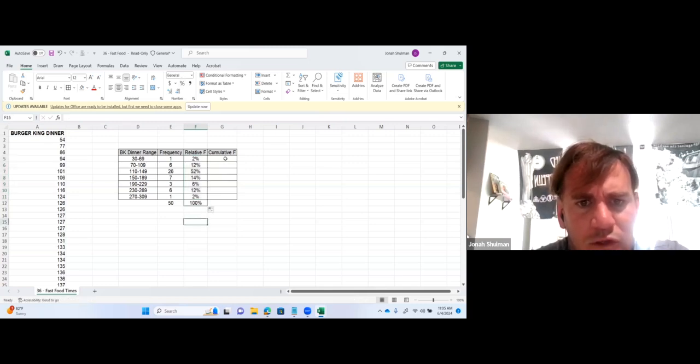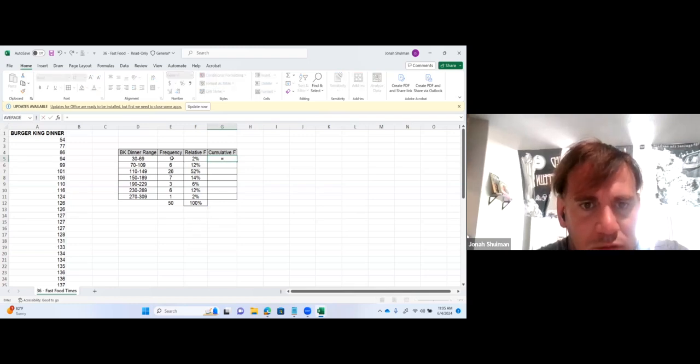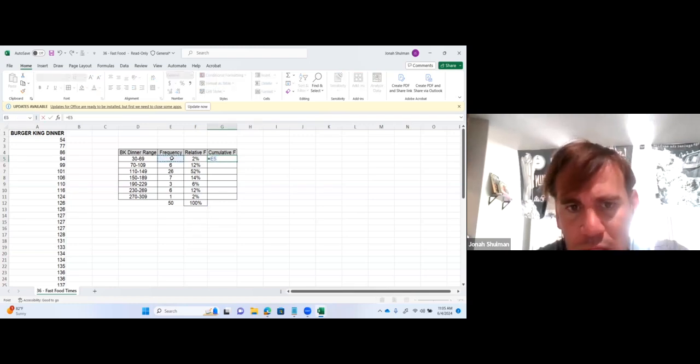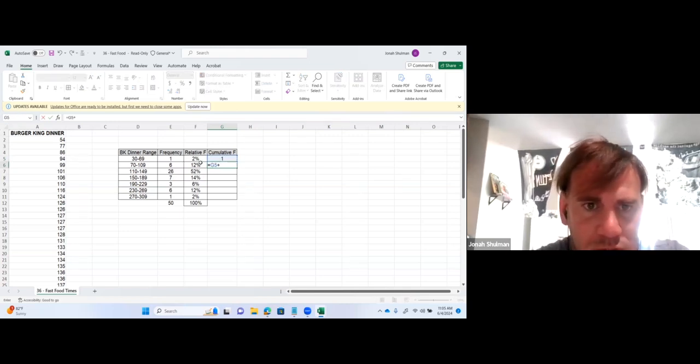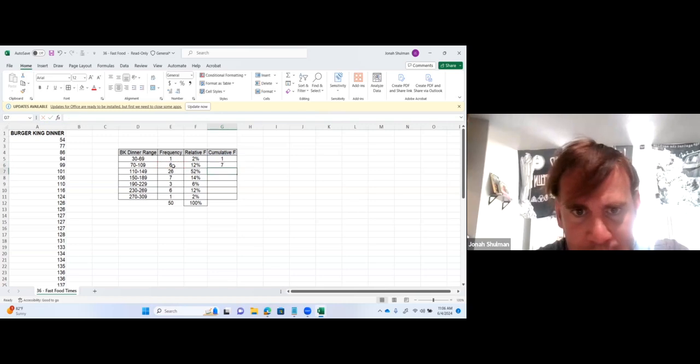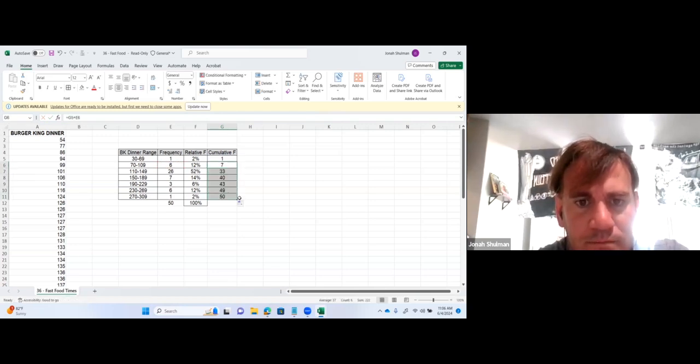Nice. And the cumulative frequency, just remember, it's the first one added down. So I do equals the first one. Enter. Now I'm going to do equals this one plus the next one. And I can drag it from the second column. And so there's 50, it matches, we're good.